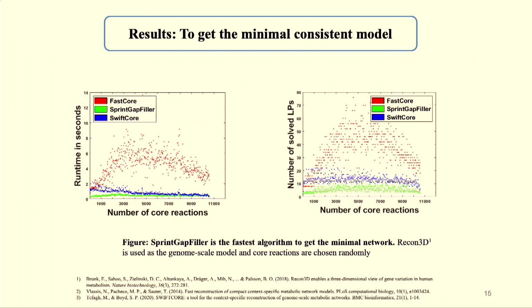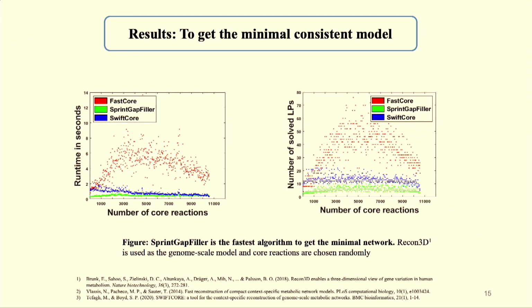So for a given random selection of core reactions, what would be the runtime and what would be the number of solved LPs? Can we improve the speed over the existing algorithms? Using the proposed approach, we can show that the runtime in seconds for SprintGapFiller is faster than FastCore, and it is faster than SwiftCore if the number of core reactions is small.